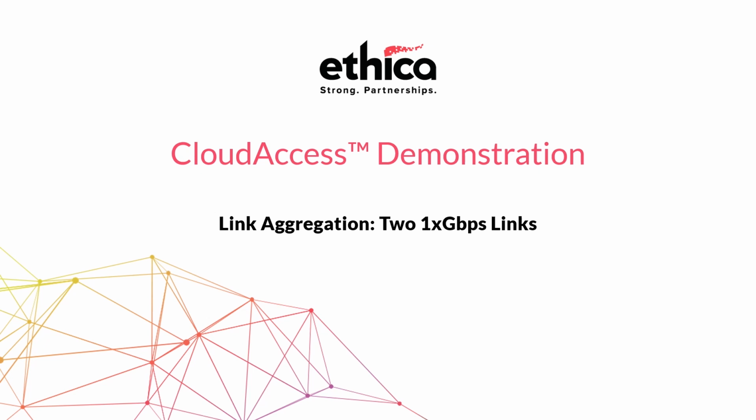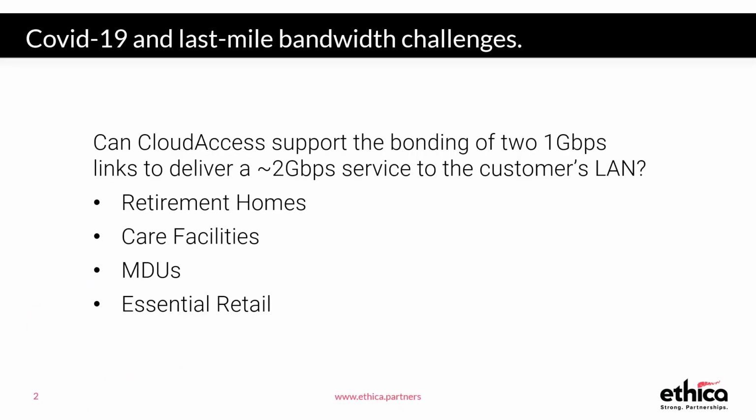Because of COVID-19, more people are working from home and running more real-time applications and streaming services on their local networks. We've been asked to put together a demonstration to show you the capabilities of CloudAccess to address high-usage connectivity challenges. Now, this demonstration is going to answer the question, can CloudAccess support the bonding of two 1 gigabit links to deliver 2 gigabits of throughput to a customer's LAN?